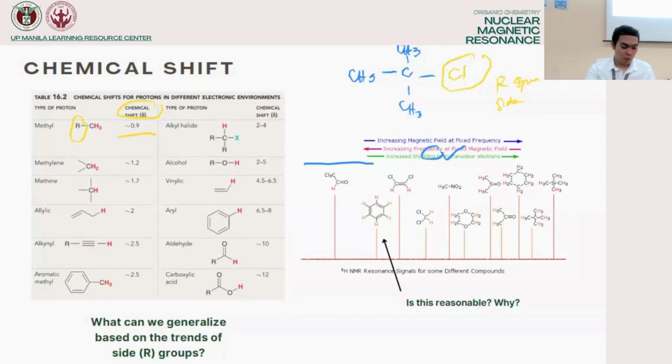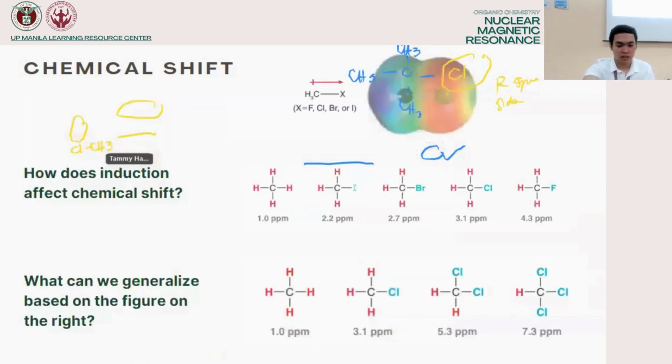Pero when you add what? When we add the halogen, let's say ClCH3, anong nangyayari? When we added Cl here, from 1, nagiging 3.1. Ano nangyari? Shielding o deshielding? Correct. It's deshielded.